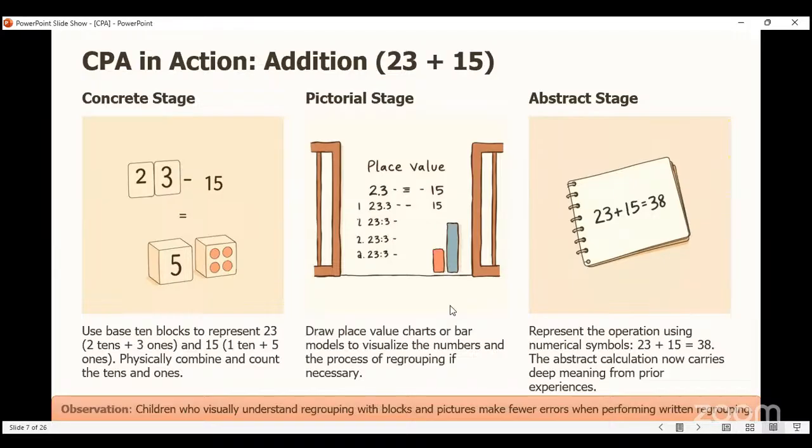Another word for regrouping is renaming. The usual word that we use in our local schools is carrying. But the original names are renaming or regrouping. So when you use bar models or base 10 blocks or place value charts in your addition or subtraction, especially when regrouping, renaming, or carrying is involved, the children make fewer errors. The issue of, why did you forget to carry one, will not keep arising.